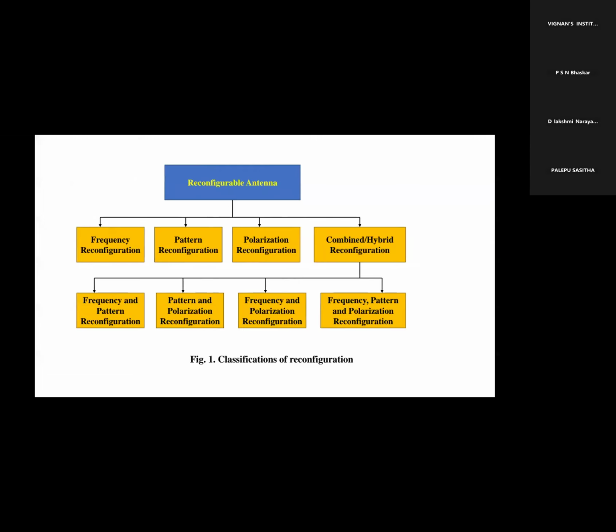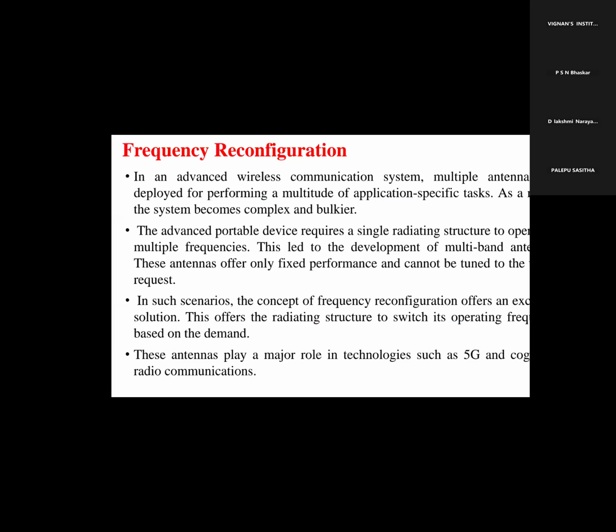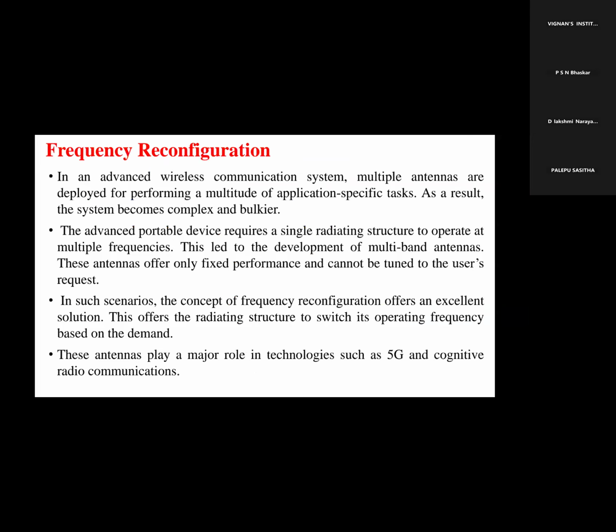So for reconfigurable antennas, there are four categories: frequency reconfiguration, pattern reconfiguration, polarization reconfiguration, and the combination of any two, which is called hybrid reconfiguration. The combination can be frequency and pattern, or pattern and polarization, or frequency and polarization, or all three combinations of frequency, pattern, and polarization reconfiguration. So first we will discuss frequency reconfiguration.